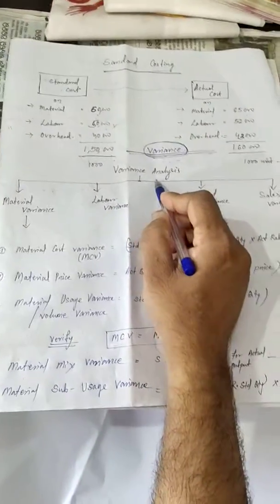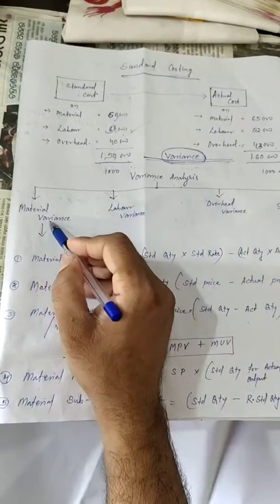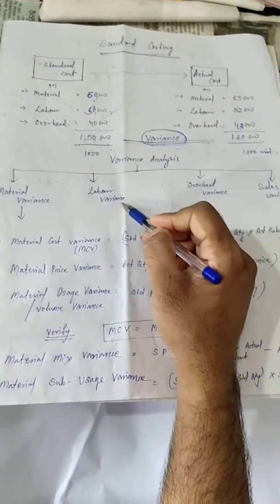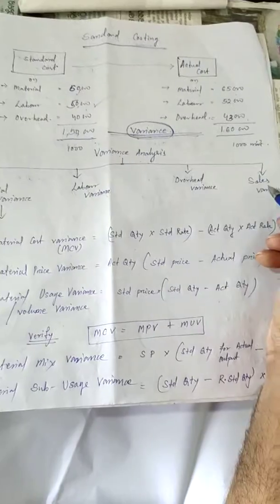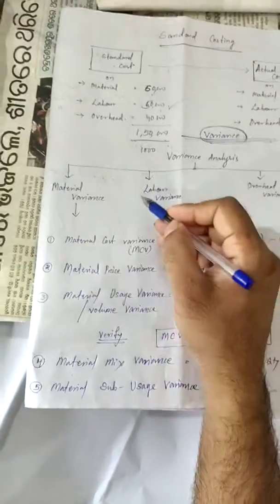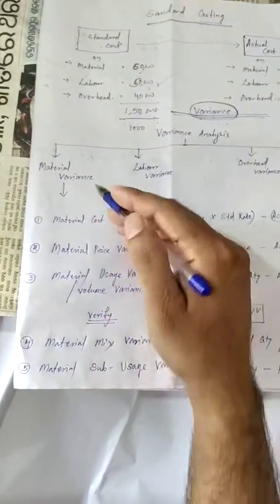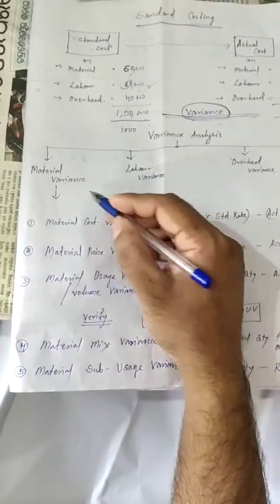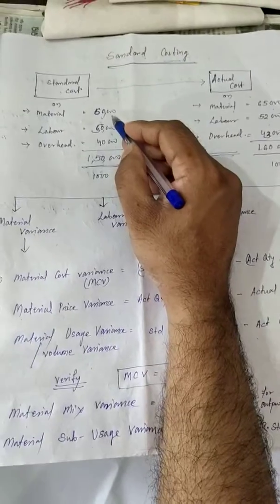Variance analysis is categorized into four parts. One is material variance, another is labor variance, another is overhead variance, and the last one is sales variance. What is material variance? First we have to study material variance. What is the meaning of material variance? You look at the previous video.